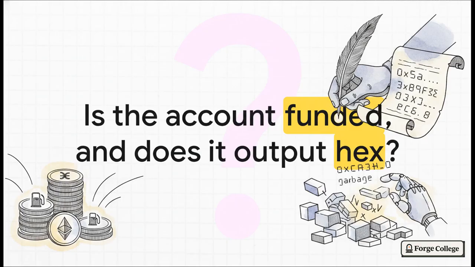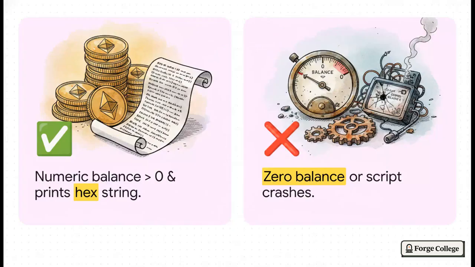Basically, we need to know that we actually have the fuel, meaning testnet funds, to pay for gas, and we have to verify that our signing mechanism isn't just spitting out garbage data. So the crucial point is knowing what success looks like. Success means querying your balance returns a number greater than 0 and running your script prints out that long hex string we just talked about.